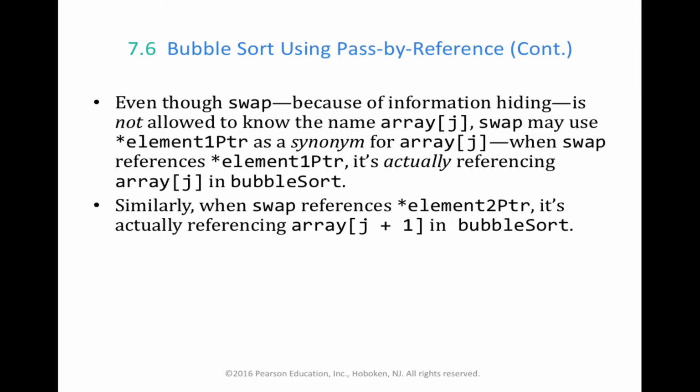the pointer element1Ptr as a synonym for array[j]. When swap references the pointer element1Ptr, it's actually referencing array[j]. Similarly, when swap references the pointer element2Ptr, it is actually referencing array[j+1] in bubble sort. So we're actually sending the addresses of those two individual array locations in memory so that we can mess with them, really. I think that's probably the best way to put that.